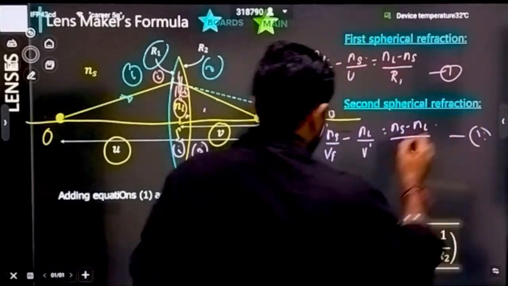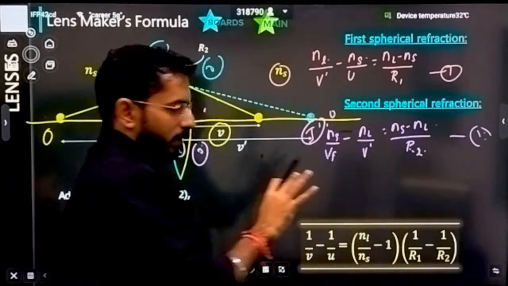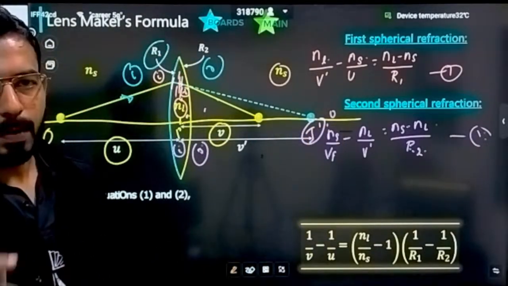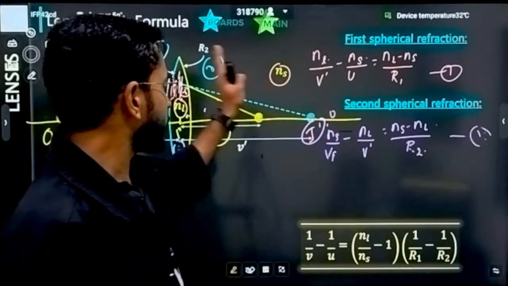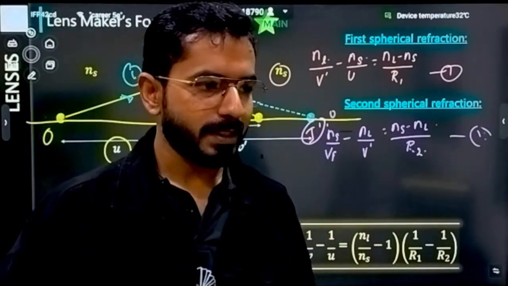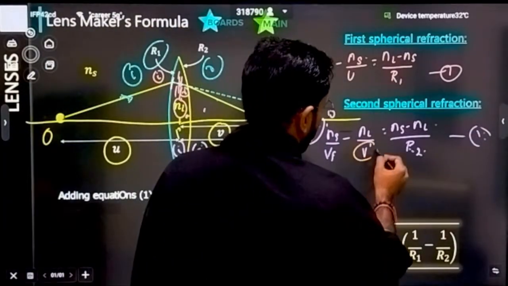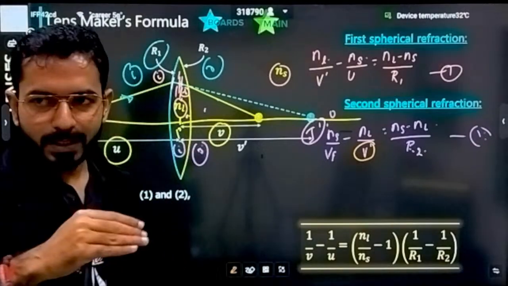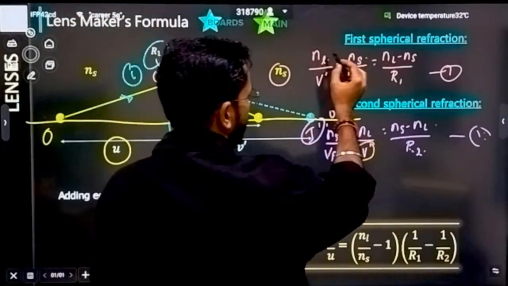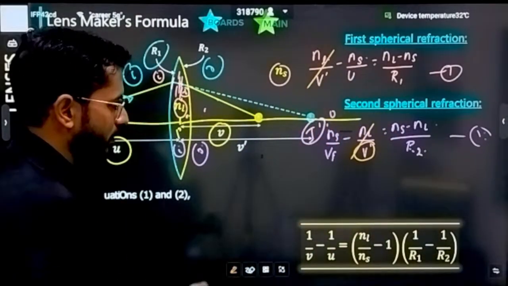Now see these two equations. Now it will come down to solving. I am not interested in this intermediate image. You tell me, sir, that by just applying a single formula, I don't have to perform these two refractions. I want to skip them and want a direct formula. So I will skip this intermediate image. I'm interested in the initial object and the final image, where it will be forming. So from equations 1 and 2, I will eliminate this V dash. How will I eliminate? I will simply add them up.